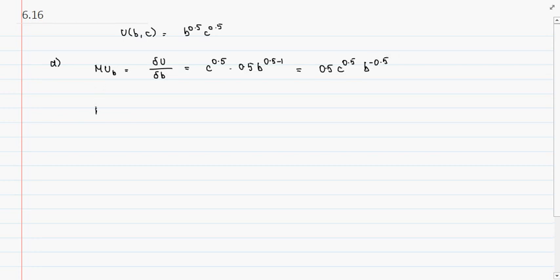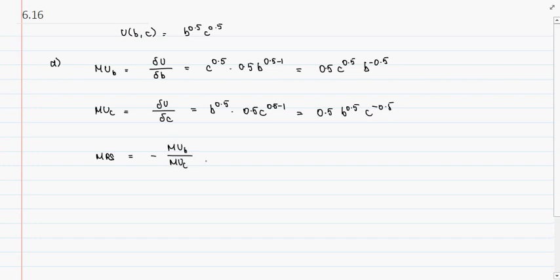Very similar for the marginal utility of C, which is just the differential of the utility function with respect to C, and therefore we are treating B as constant. So B^0.5 is going to remain the same as a constant. If we differentiate C to the power 0.5, applying the power rule, we get 0.5 C to the power 0.5 minus 1, and that will give us 0.5 B^0.5 C^-0.5.